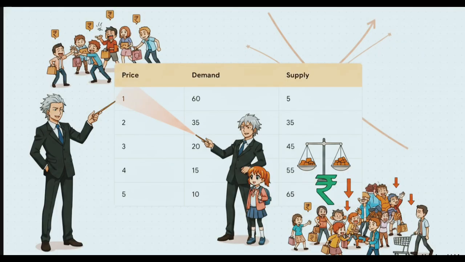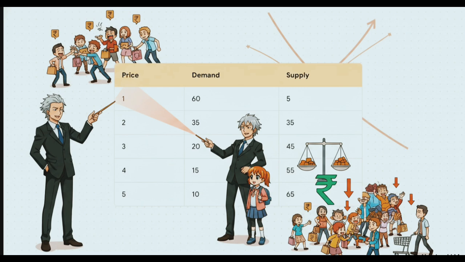Dekho, just guide your eyes through this data. At a very low price of ₹1, demand is super high at 60 units. But supply? Man, supply is weak at just 5. So buyers will fiercely compete, right? And that forces the price up. But look down at the bottom. At ₹5, sellers are absolutely flooding the market with 65 units, but the demand is only 10. So sellers panic, they drop their prices and force the market price down.